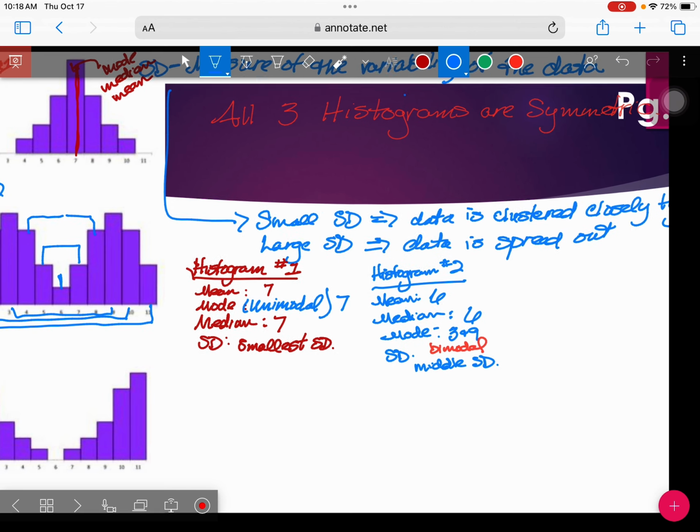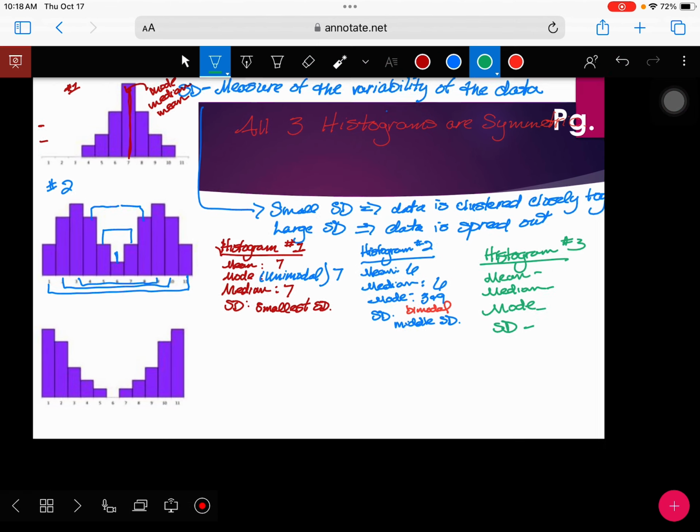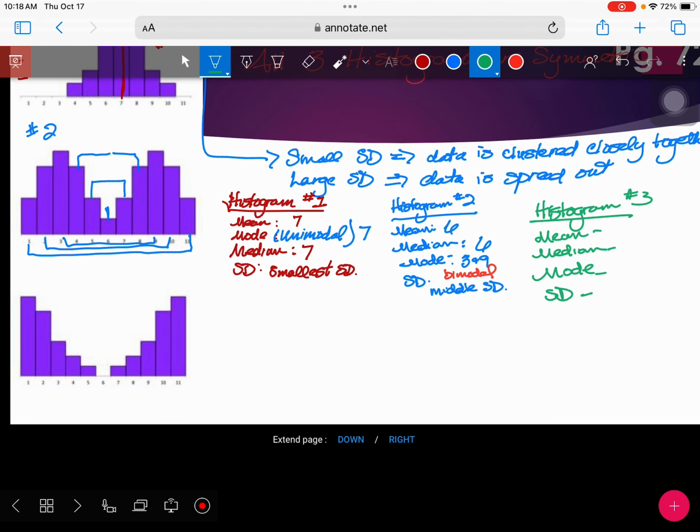All right, and let's get to the last one quickly. Histogram number 3. Talk math to me. What's the mean? What's the median? What's the mode? And talk to me about standard deviation. You're confused? Well, let me talk to you then. Histogram number 3.